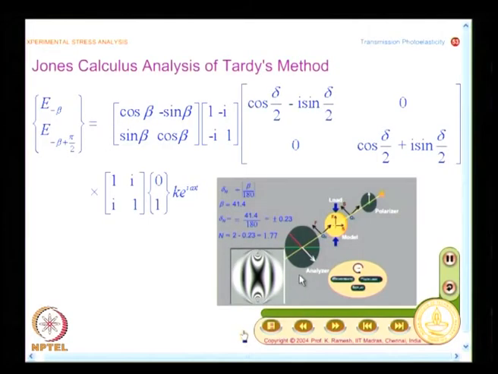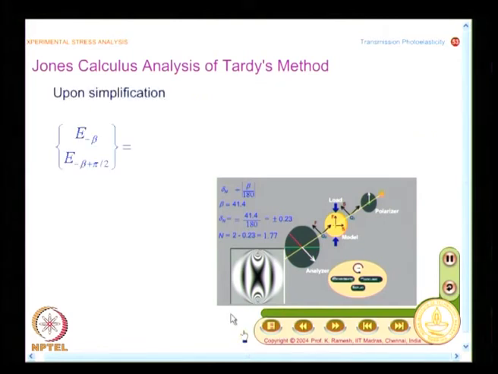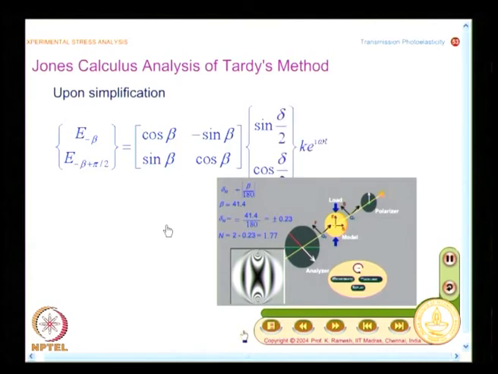And I am sure the mathematics is fairly simple, and some of you have got the results reasonably, and I will proceed to the next step. And when I do the simplification, I get the final expression in this fashion. I have not multiplied this rotation matrix, the rest of the matrices reduced to sin delta by 2 and cos delta by 2 times k e power i omega t. You can verify your calculation, and this is how you get the expression.